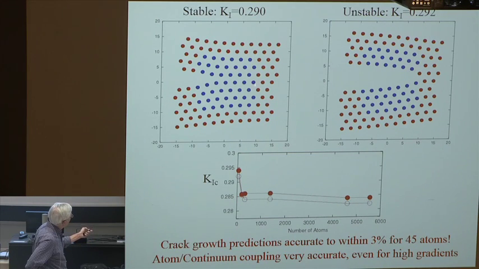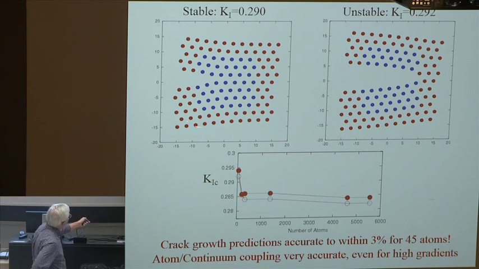I can use 45 atoms instead of thousands, and I make an error in the Griffith condition by about 3%, 0.29 versus 0.28. And if I use slightly more atoms, I make almost no error at all. The error is fractions of a percent. And so that tells me that this coupling between the atoms and this continuum region is so accurate that there are no energy errors to the scale, certainly here, of very, very small energies that translate into about 3% in the K1C.